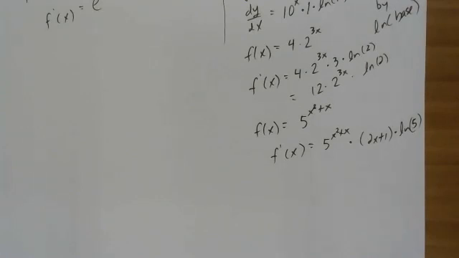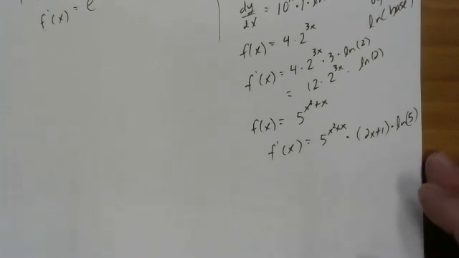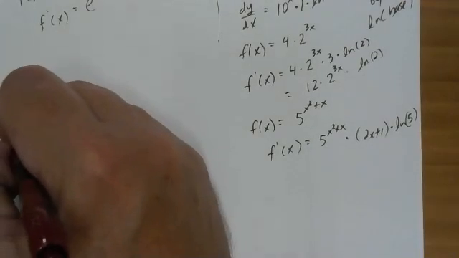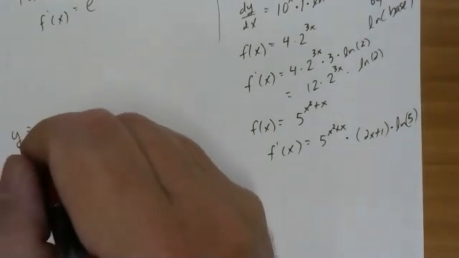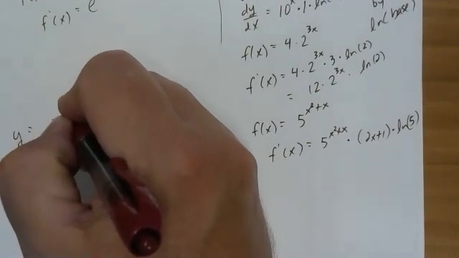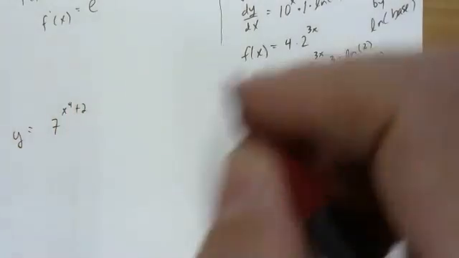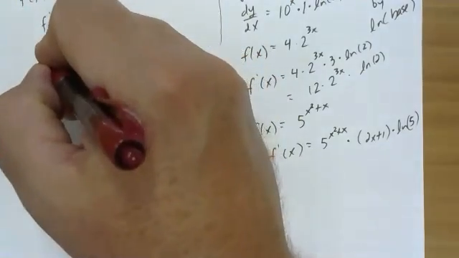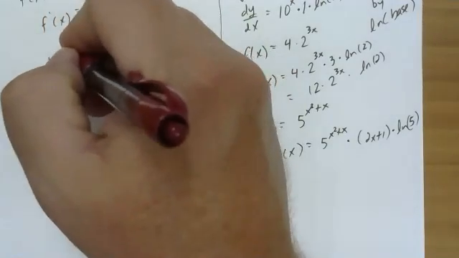Let me do 1 or 2 examples from the book. Just a few more examples. Here's one. How about sort of like the one I just did. y equals 7 to the x to the 4th plus 2. Just for fun, because you can start to get confused.